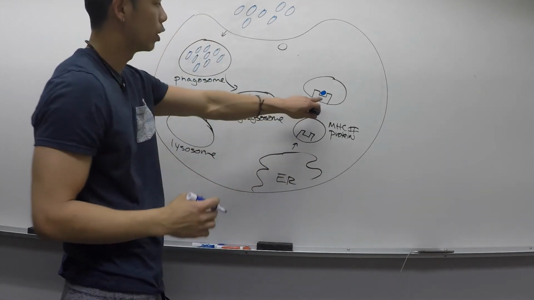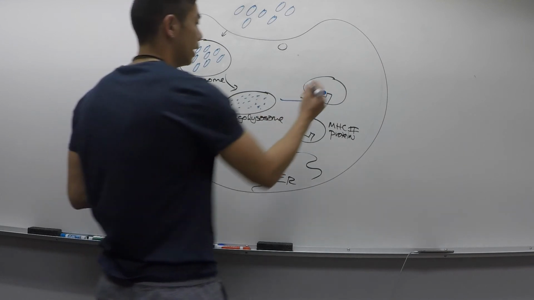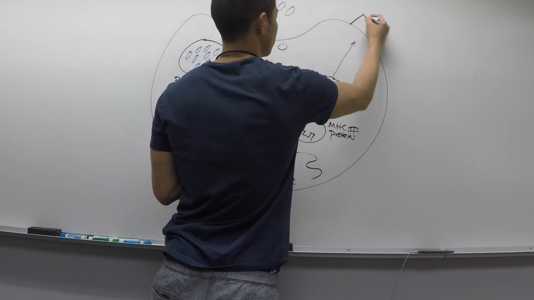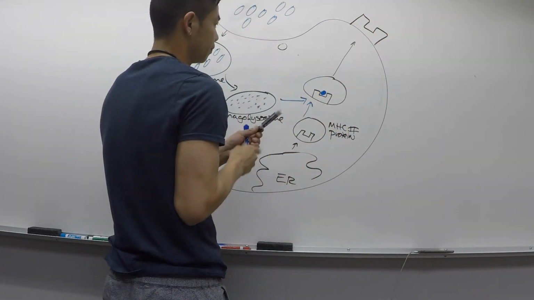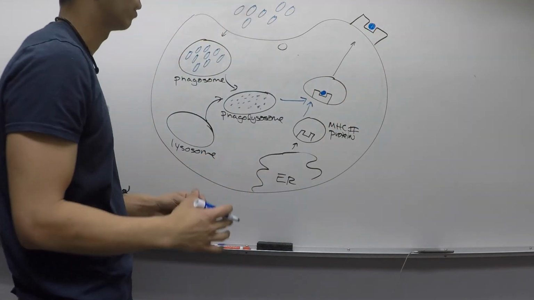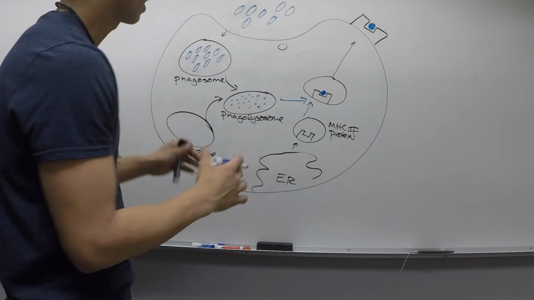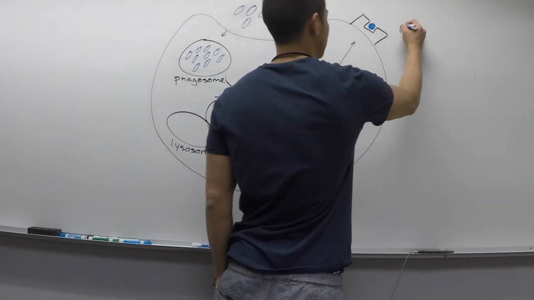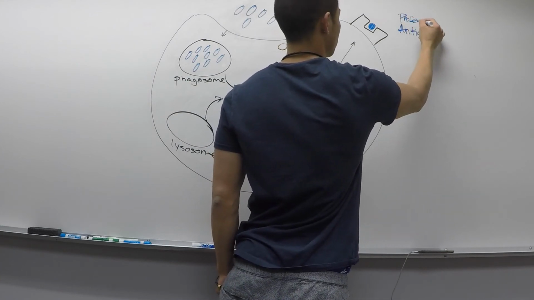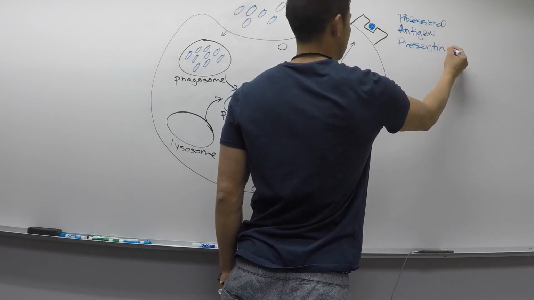Now we're going to have that epitope loaded onto our MHC2 protein, and this MHC2 protein is going to take this epitope to the outside surface of our cell. So now we're going to have this epitope on the outside of our macrophage. Now this macrophage is known as a professional antigen presenting cell. So what does that mean?